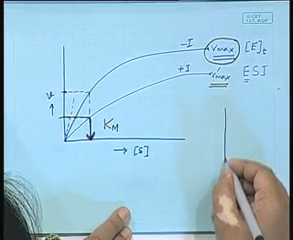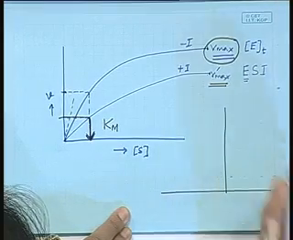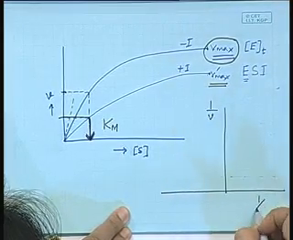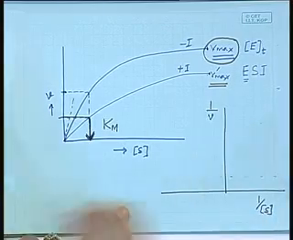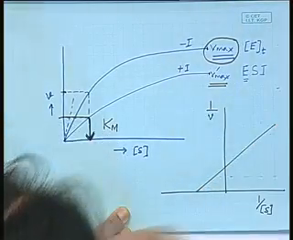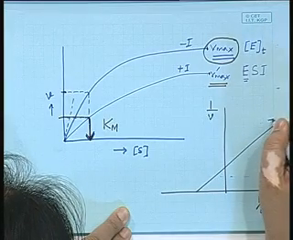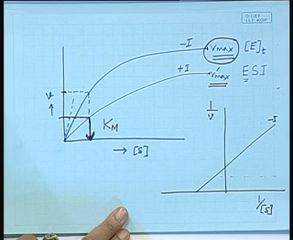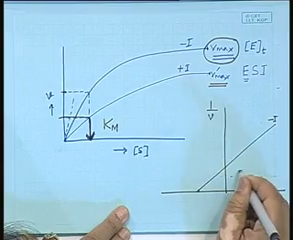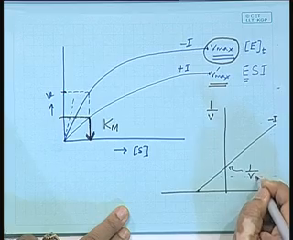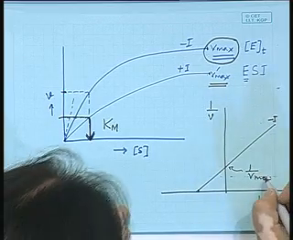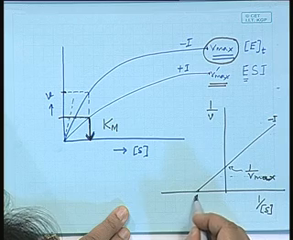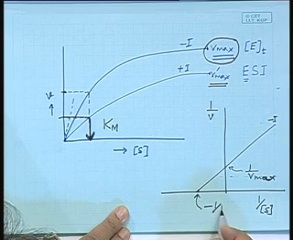Now if I look at the Lineweaver-Burk plot, what am I going to have? I have an uninhibited enzyme, minus I. I have now an inhibitor added with the same Km. What is again my intercept here? 1 by Vmax. What is my intercept here? Minus 1 by Km.